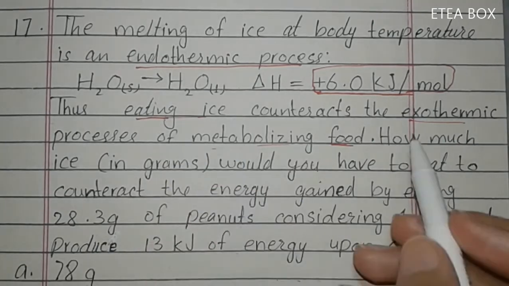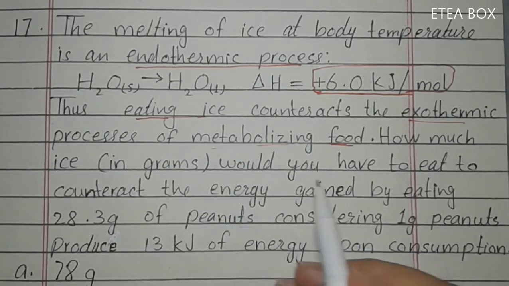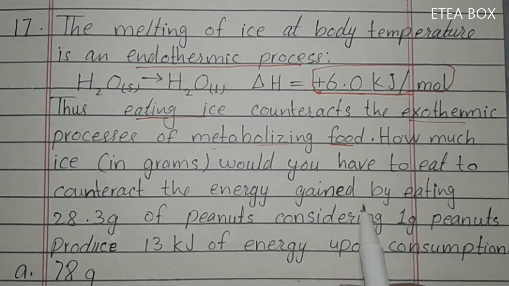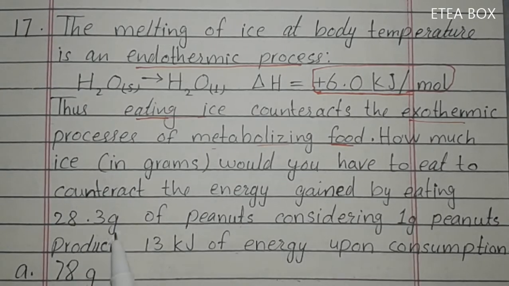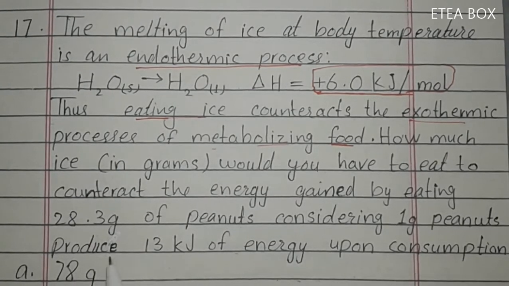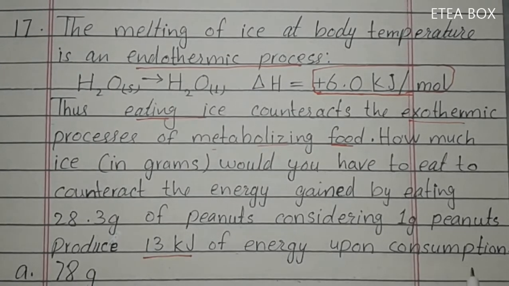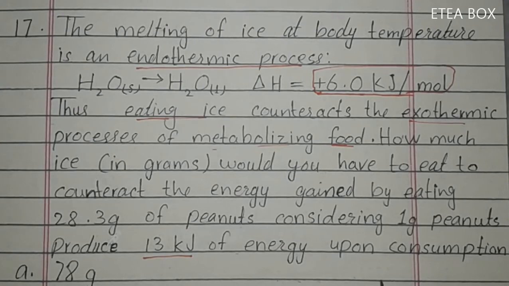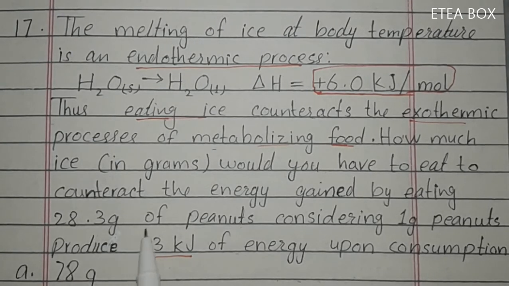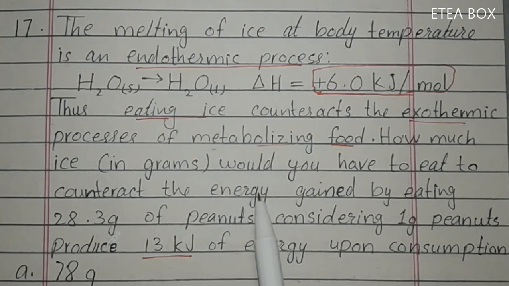Now look, how much ice in gram would you have to eat to counteract the energy gained by eating 28.3 gram of peanuts? Considering 1 gram of peanuts produces 13 kilojoule of energy upon consumption. The requirement is that when you eat 28.3 gram of peanuts, how much ice will you eat in order to balance this heat?